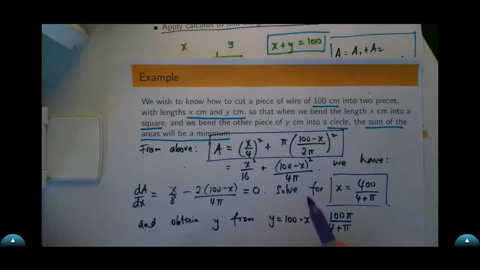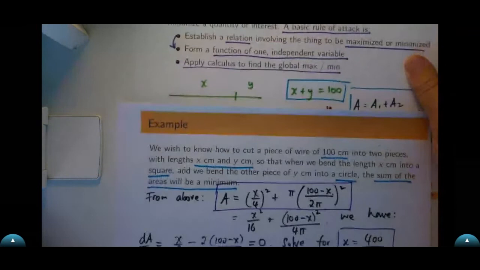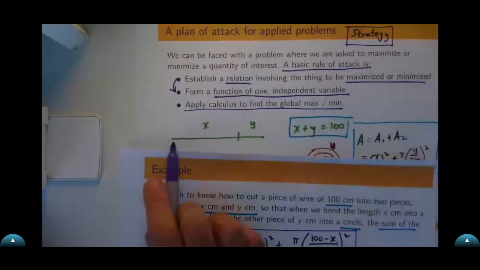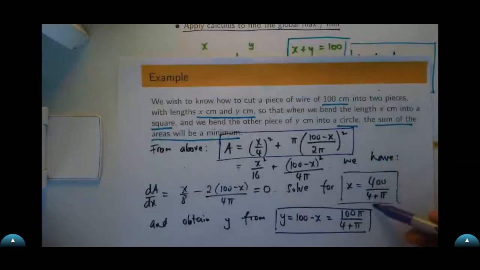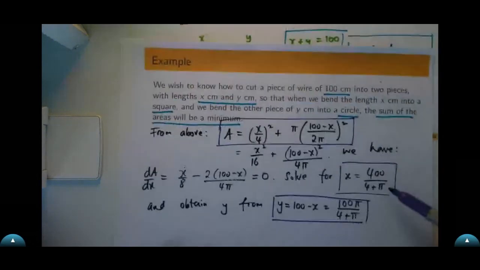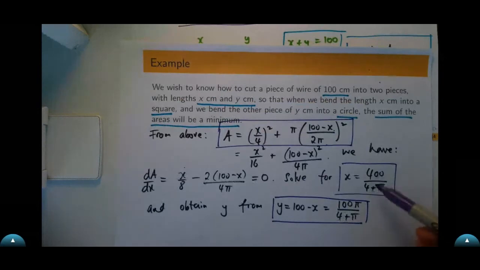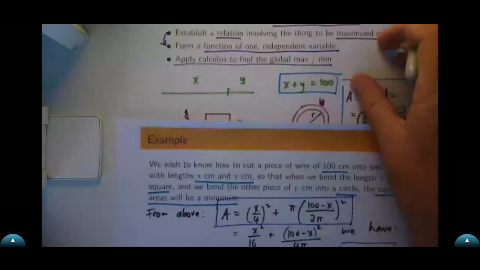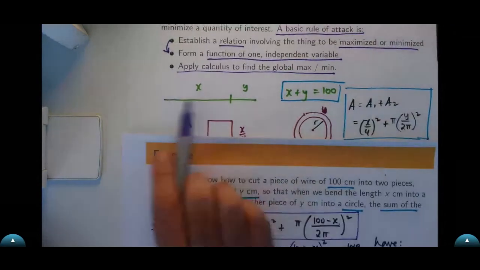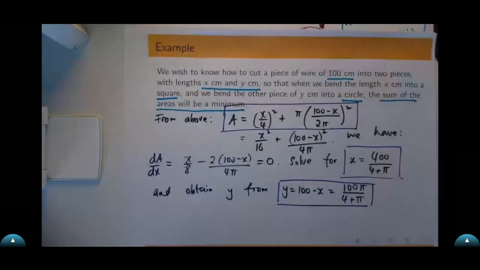Okay, so how should I cut my wire? Well, you should cut it with this cut here and this cut here. So you can kind of see x is going to be slightly bigger than y, okay? Because this is going to be what, about 314, this is 400. Okay, so my initial picture isn't super accurate, but you get the idea.